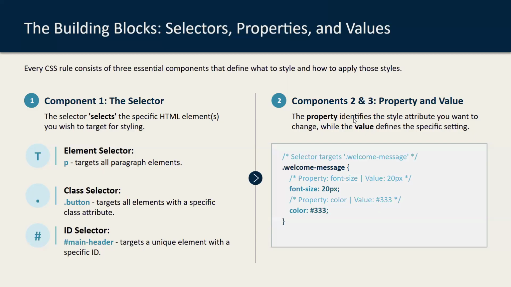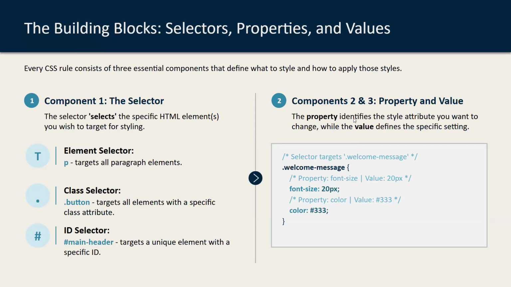So the selector chooses the elements we want to style. An element selector like p targets every paragraph on the page. A class selector like .button targets any element with that class. And classes are what you will use most often in real projects. And an ID selector like #main-header targets one unique element, but IDs should be used sparingly because they are very specific.